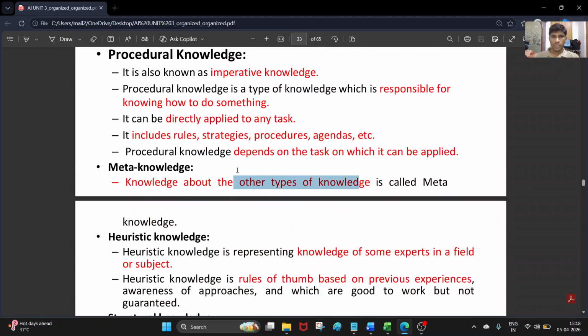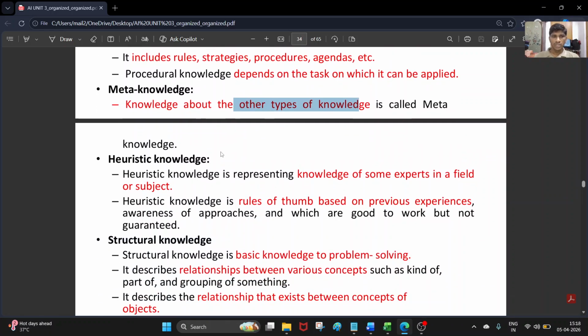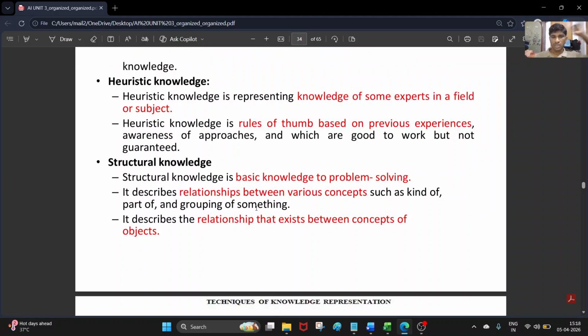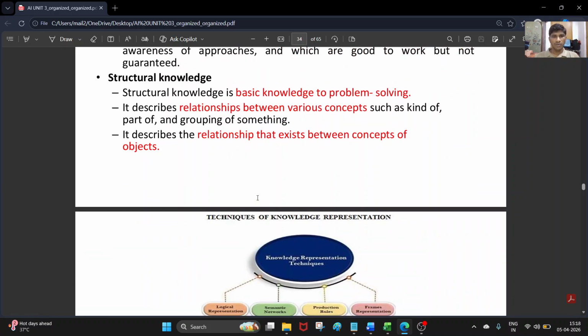Meta-knowledge is about knowing about the other types of knowledge. Heuristic knowledge is the knowledge of some experts in a field or subject. That's a rule of thumb. Heuristic knowledge is a rule of thumb based on previous experience. Structural knowledge is nothing but basic knowledge for problem solving.